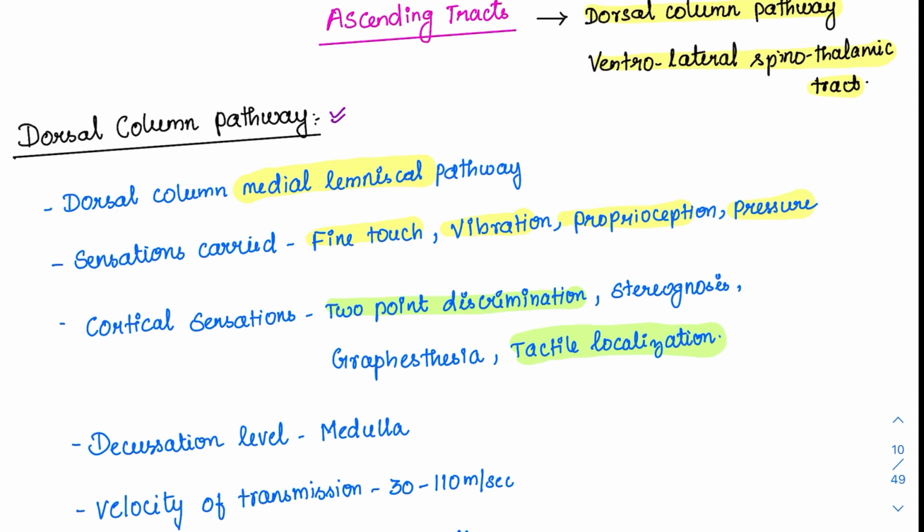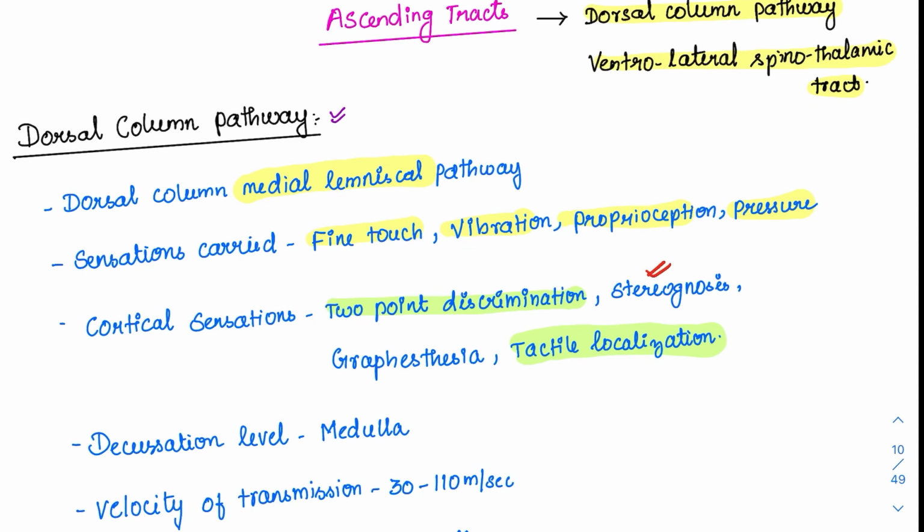And what is stereognosis? Stereognosis is the ability of a subject to identify an object with closed eyes. For example, if I give him a known object and he touches and feels it and, with his eyes closed, is able to identify the object, then it is called stereognosis.